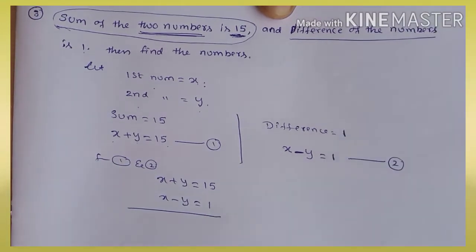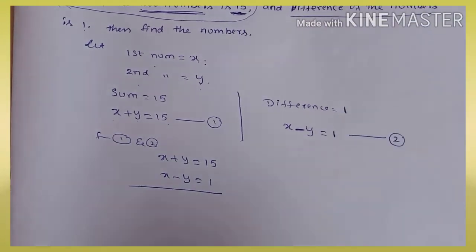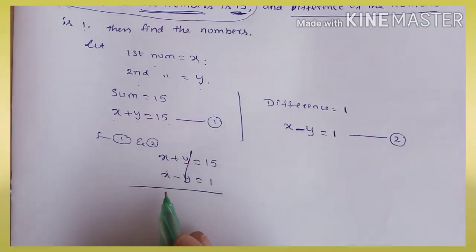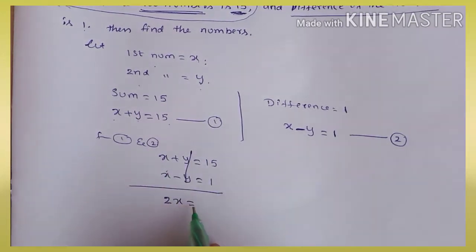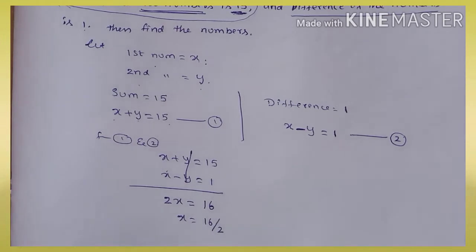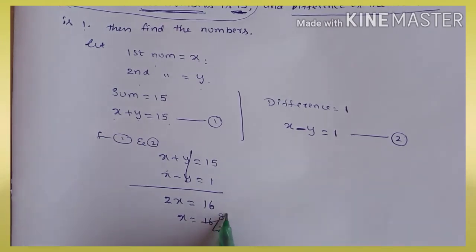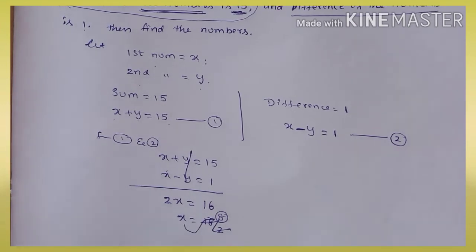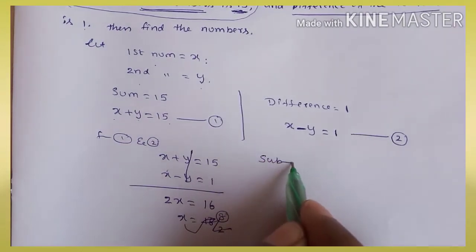Solve them by using the elimination method. We will prefer the elimination method in general, students. Okay, y cancels. x plus x is equal to 2x. 15 plus 1 is equal to 16. Then the value of x is equal to 16 by 2. 2 ones are 2, 2 eights are 16. So what x value did you get here? 8.